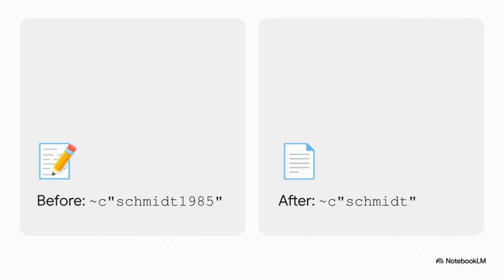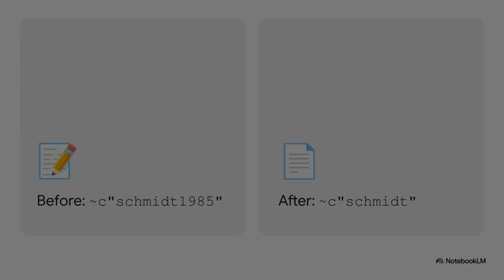And here's what we're aiming for. An input like Schmidt1985 needs to come out the other side as just schmidt. Our function would look at the S, see it's a lowercase letter, and keep it. Same for C, H, M, I, D, T. But then it hits the 1. Our guard clause says, nope, that's not a lowercase letter, so it just gets dropped, and the function moves on. It's a perfect little filter.